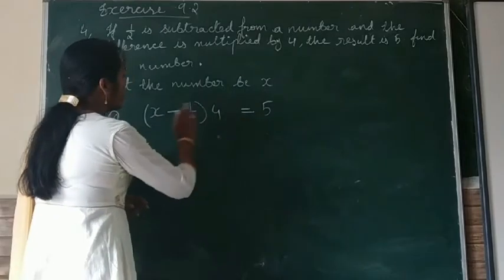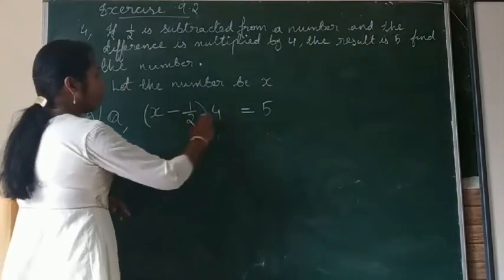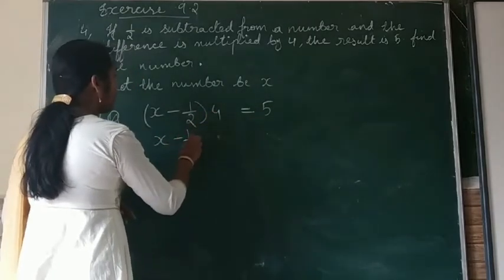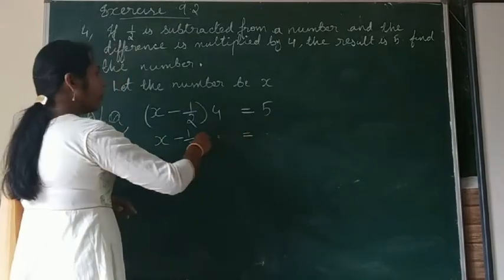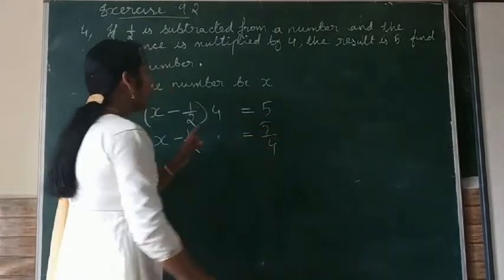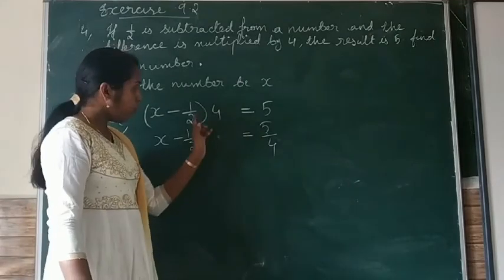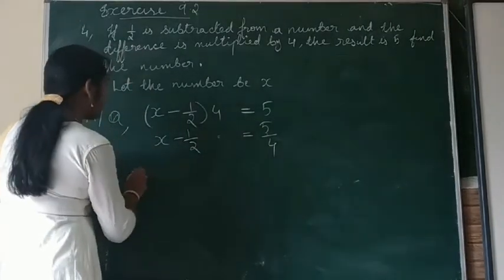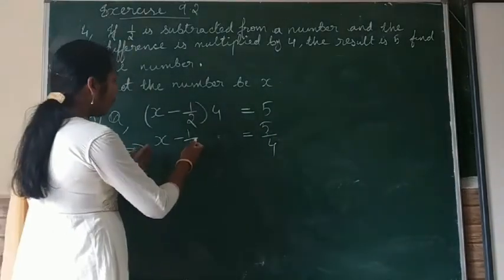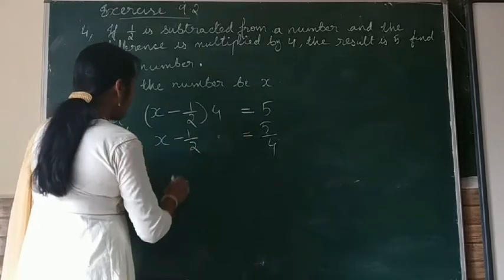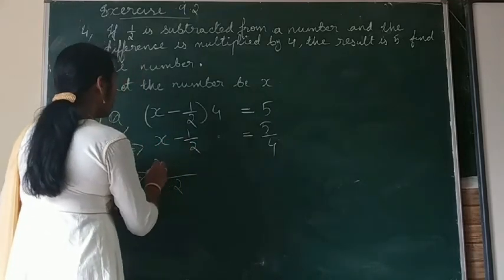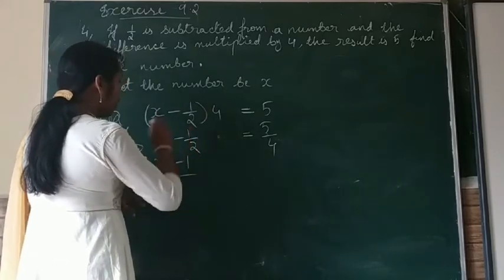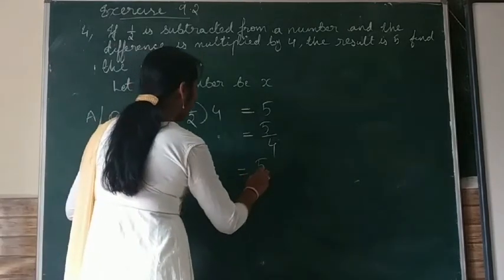Now, by solving this equation, we can find out the value of x. For solving this equation, we take 4 to the right side first of all. That is, x minus 1 by 2 is equal to 5 by 4. Actually, we divide on both sides by 4. We know that while dividing on both sides by 4, the equation doesn't change. Now by taking the LCM here, we can subtract. LCM is 2. Here it will be 2x minus 1, equal to 5 by 4.